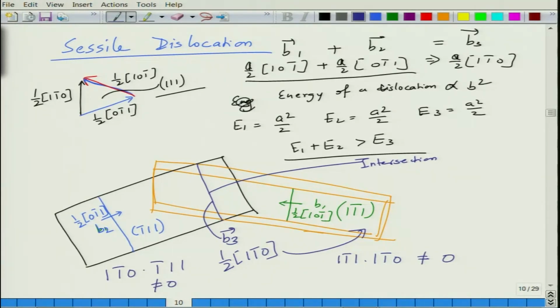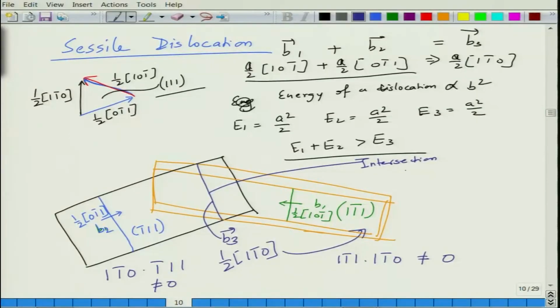So, the third dislocation which has been formed by these two dislocations does not have its Burgers vector lying in any of the original slip planes. Okay. So, this becomes immobile. So, what is this dislocation? This B3 is basically immobile in bar 1 1 1 or 1 bar 1 1, and this lies probably in a different plane.